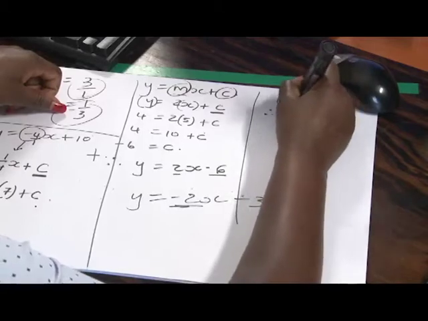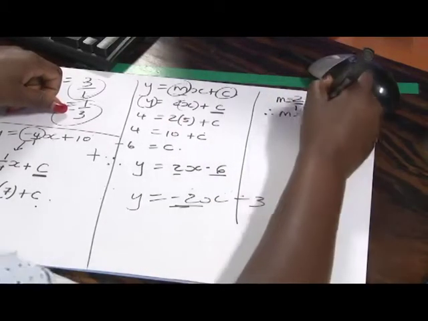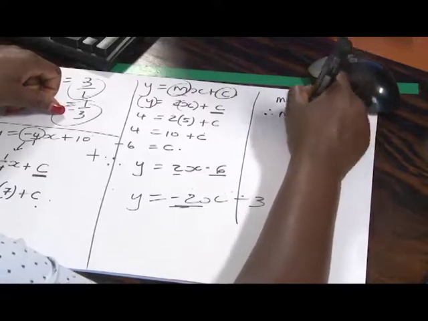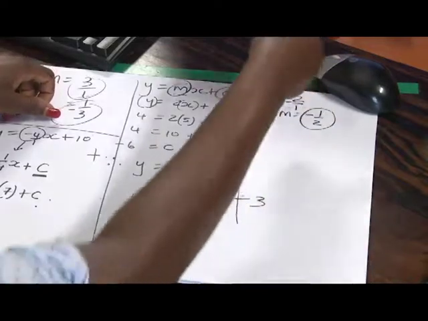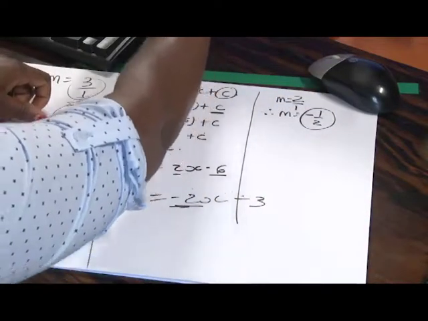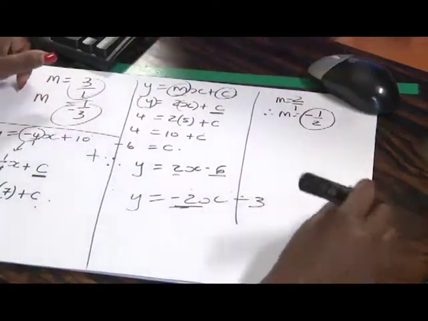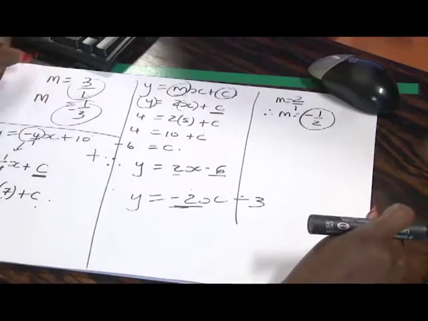Remember, this is 2 over 1. The reciprocal of 2 over 1 is 1 over 2. So the gradient of this other line will be negative 1 over 2. Then find C, substitute x and y in your general equation for you to find the equation.